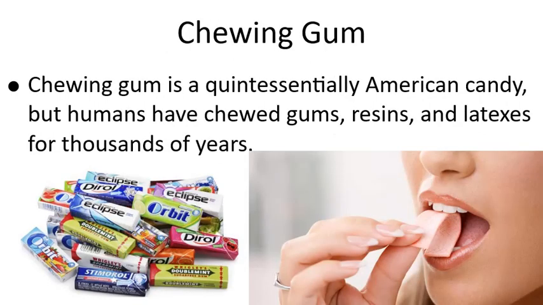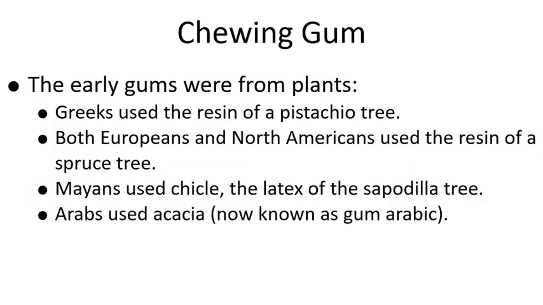The chewing gum that we chew on today is a quintessentially American candy, but humans have chewed gums, resins, and latexes for thousands of years. These early gums were derived from various plants. The Greeks used the resin of a pistachio tree. Both Europeans and North Americans used the resin of a spruce tree. The Mayans used chicle, the latex of the sapodilla tree, and Arabs used acacia, which is now known as gum arabic.